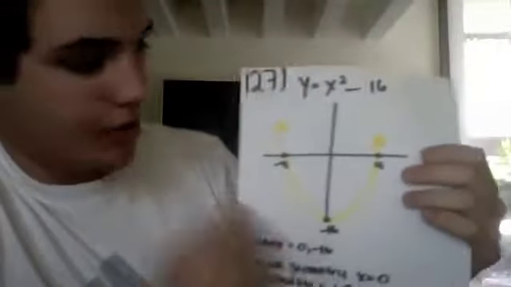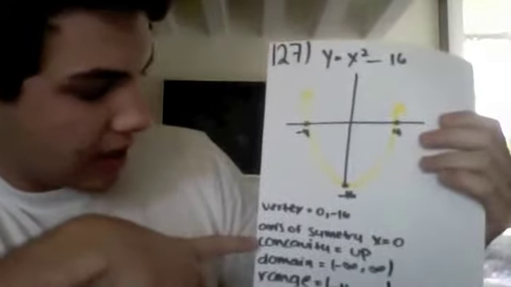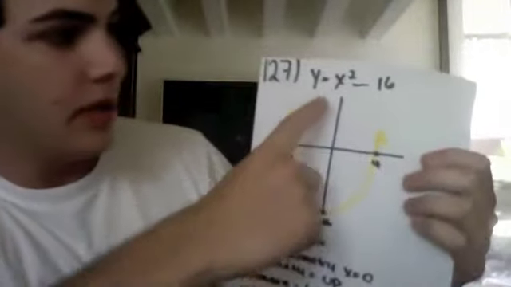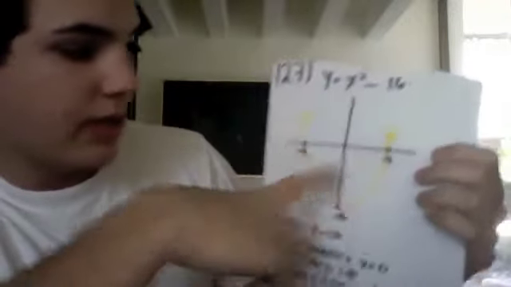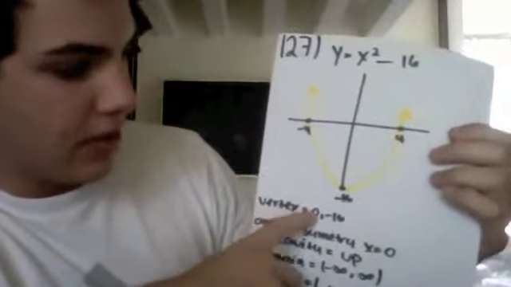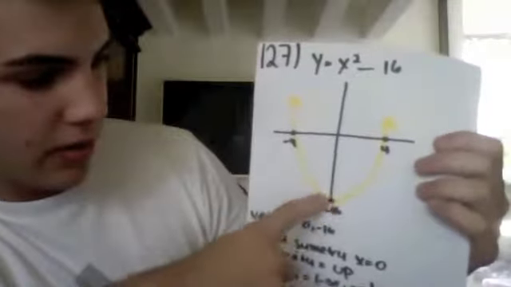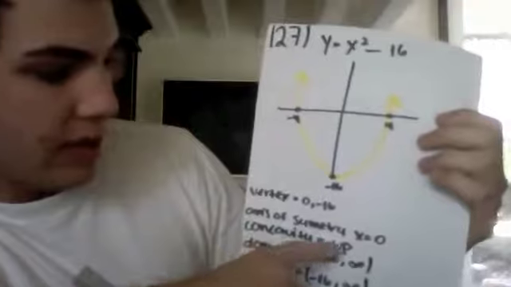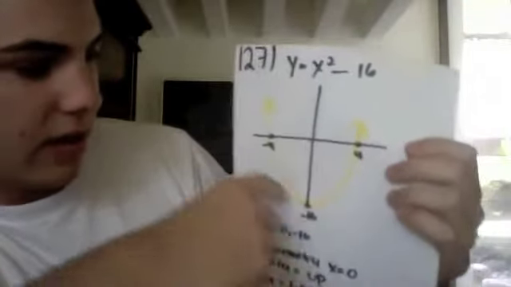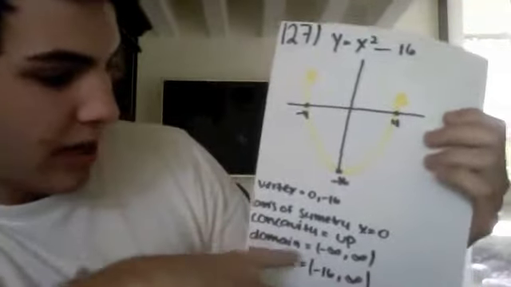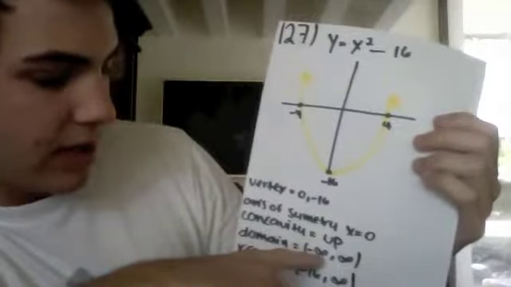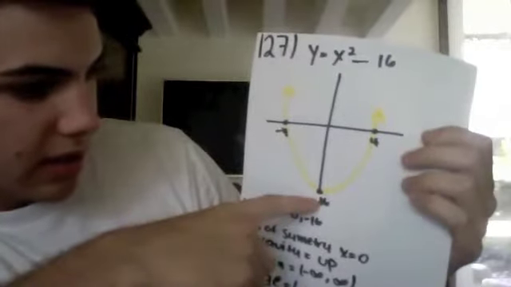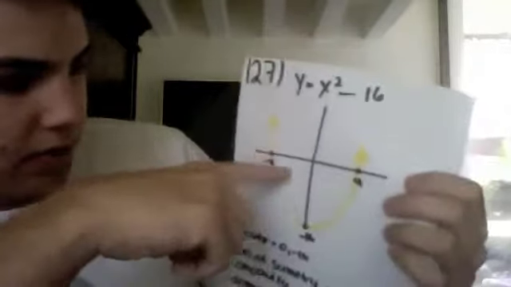In this graph, you need to find the vertex, the axis of symmetry, the concavity, the domain, and the range. First of all, this is y equals x squared minus 16. The vertex is 0 and minus 16, as you can see in the graph. The axis of symmetry is 0. The concavity is up because of the way of the line. The domain is negative infinity to infinity, as you can see. And the range is negative 16 in here and infinity to the top, as you can see.